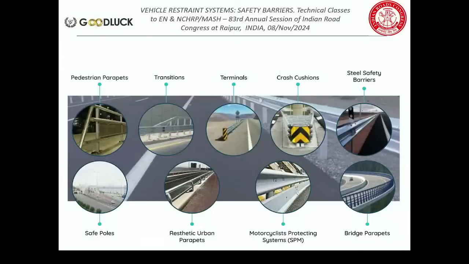We are Good Luck India Limited. We design, engineer, and manufacture vehicle restraint systems like pedestrian parapets, which are performance tested, transitions between different kinds of safety barriers, approach and terminals, crash cushions, also called impact attenuators, steel safety barriers, or as widely called in India, crash barriers, safe poles, aesthetic urban parapets, motorcyclist protection devices, and also bridge parapets. We are listed on the equity market, and we have been designing, engineering, and manufacturing for over 20 years now.